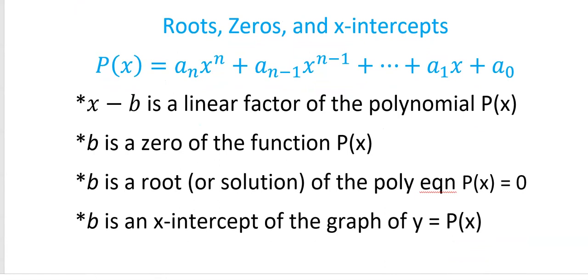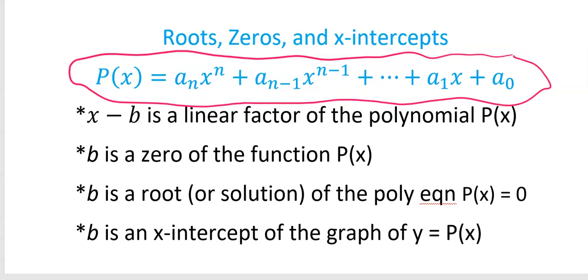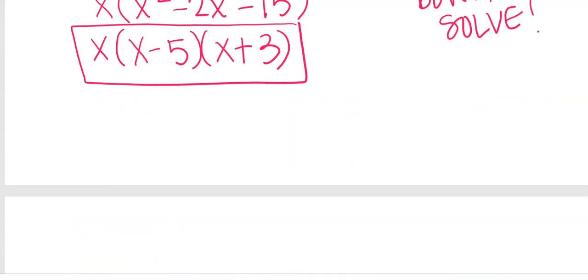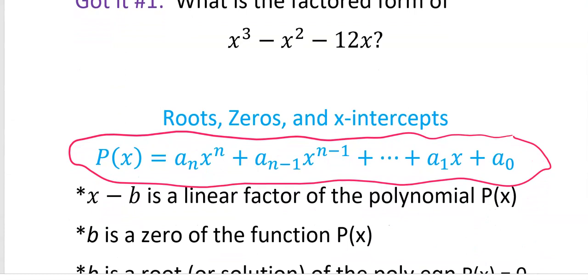The roots, zeros, and x-intercepts. This funky polynomial equation right here is just like the one that we did, except that it's equal to something. x minus b is a linear factor of the polynomial. So those factors that we got at the end of this one, for instance, x minus 5 and x plus 3, those are all x minus b's.